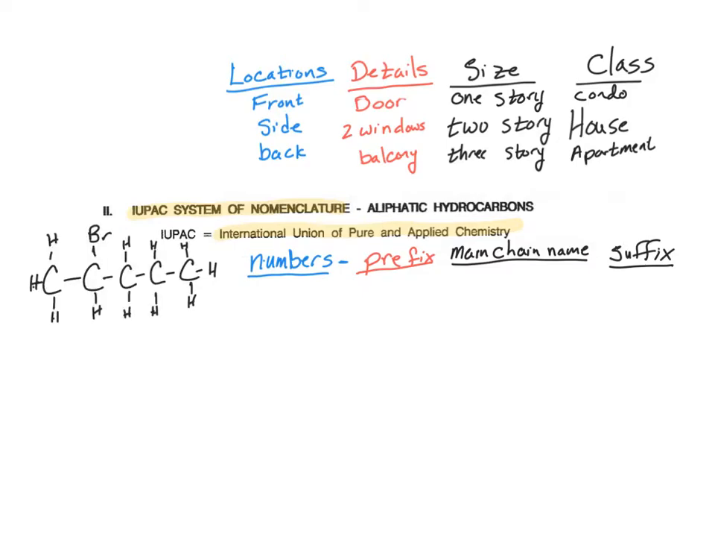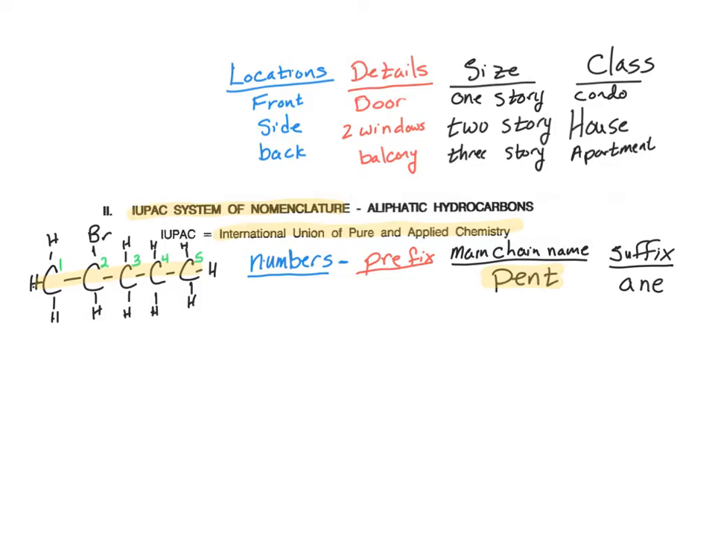For example, in this compound, we would see that it has all carbon-carbon single bonds and that there are no oxygens or nitrogens. So we would say that this is an alkane, giving us the suffix ane. Next, we would look for the longest connected carbon chain. In this case, we have 1, 2, 3, 4, 5 carbons, and that makes it pentane. So we get the main chain name as pent, and we add that onto the suffix ane.